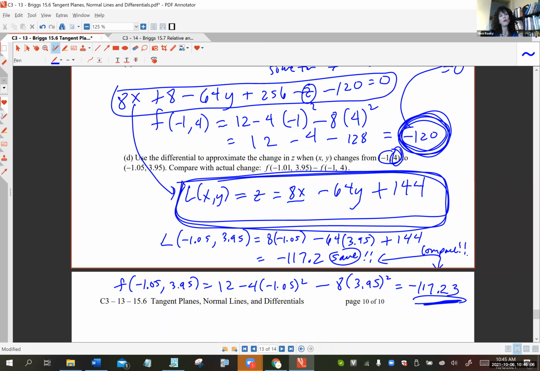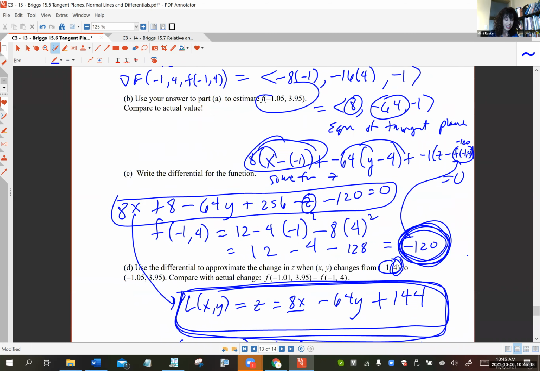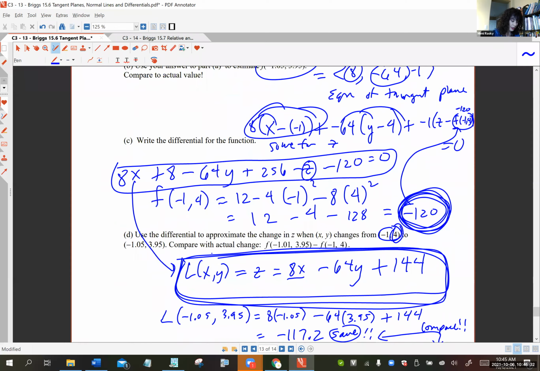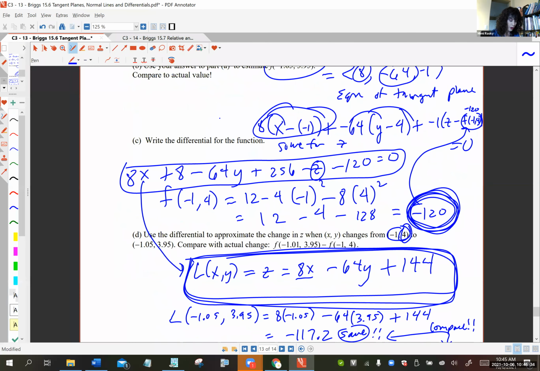So here's the whole point that you should get: when you get your tangent plane, you can use it to approximate your actual function as long as you stay close to the point that the tangent plane is tangent to. And it's just like your Calc 1. You can use that tangent line to approximate your function, the curve, as long as you stay pretty close to the point. Same thing. So now letters C and D involve the differential.